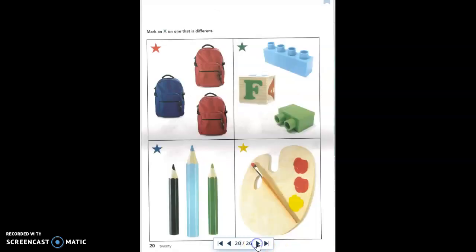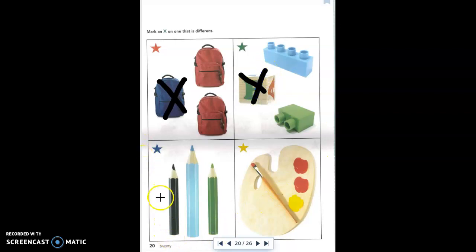Let's flip our page, and let's continue. All right, so on this side, instead of circling the two that are alike, we're going to mark out the one that is different. By the red star, this is really easy. I have 2 red packs and a blue backpack. Well, the blue one doesn't belong. That was easy peasy. If I go to the green star, I have a big Duplo block, I have a wooden block, and another Duplo block. Well, the wooden block is different than the other two, so I'm going to exit out.